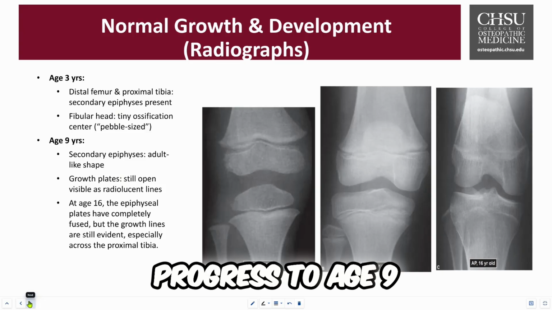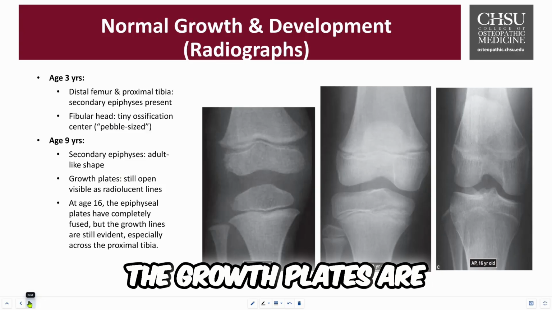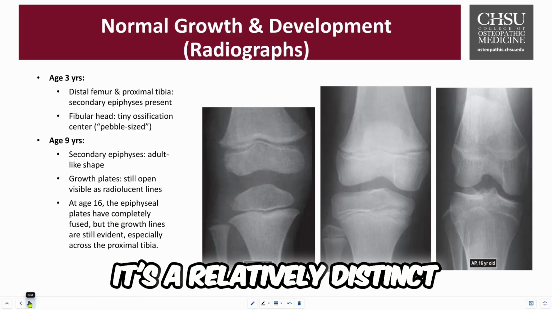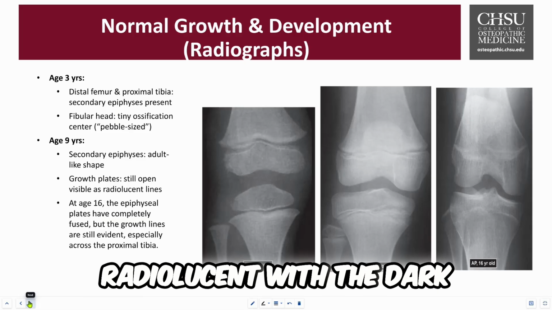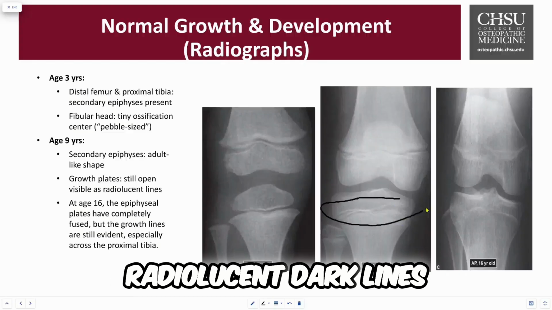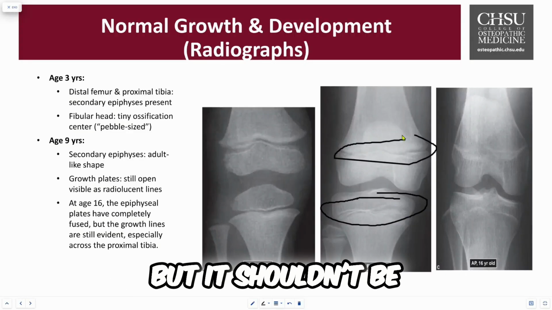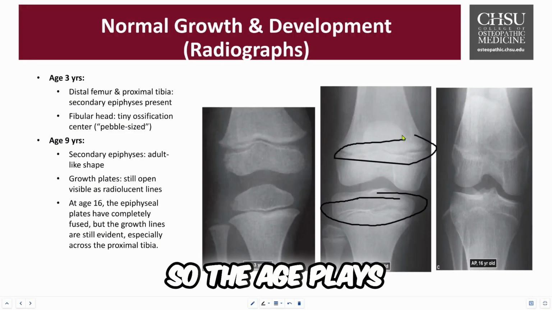And then as you progress to age 9, the growth plates are still open and visible. They're relatively distinct radiolucent, dark lines over here. You can see the radiolucent dark lines, but they shouldn't be confused with any kind of fractures, right? So age plays a big role.